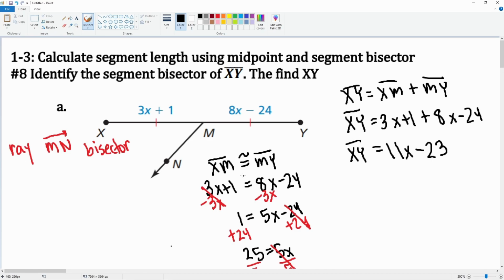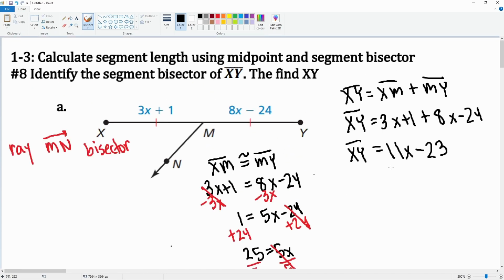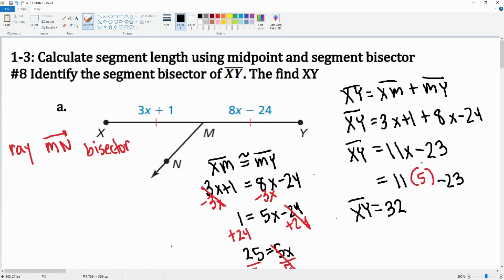We are trying to find it, and we know from what we solved for, x is equal to 5. So let's plug in 5. There you go. Then we have a minus 23 here. Let's do that. 11 times 5 is 55. Then we minus 23. That gets us 32. So our XY is equal to 32 here. So make sure, first of all, you set up the equation, solve for x correctly, then set up another equation to find XY.